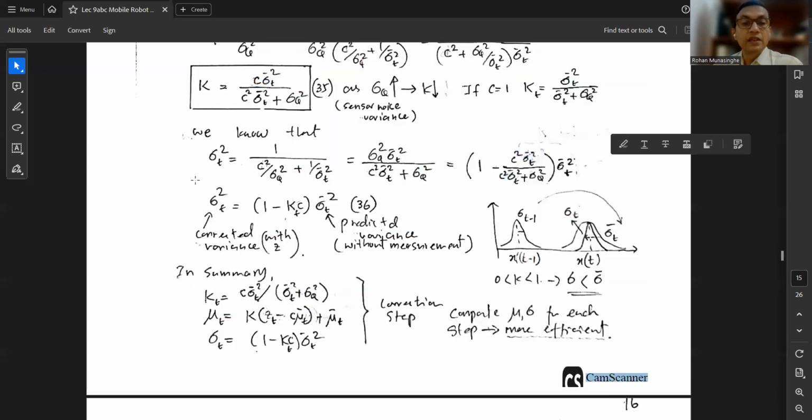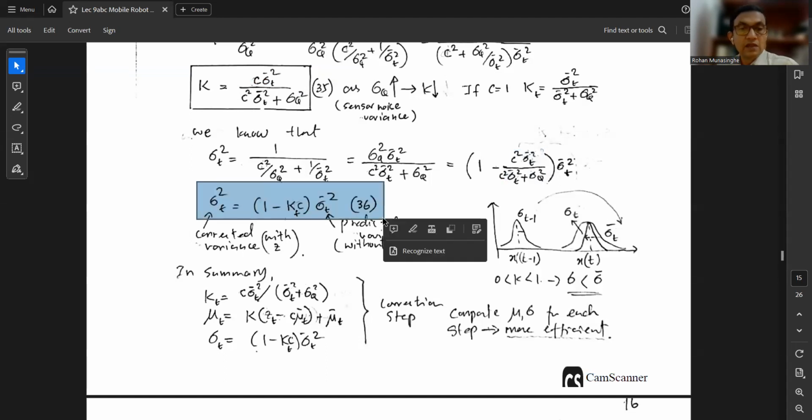So therefore, you can write equation 36 in a much more concise format. This is the final or corrected variance of the position, which is equal to 1 minus Kalman gain times C, whole thing multiplied by sigma bar square, the predicted variance.